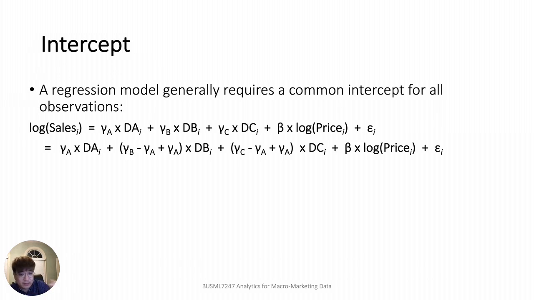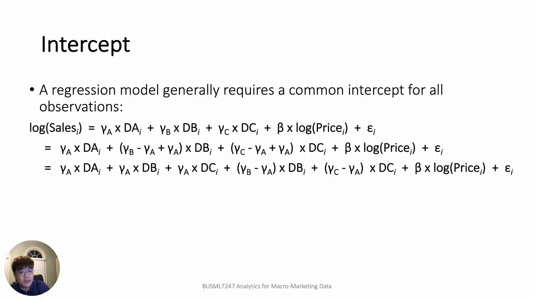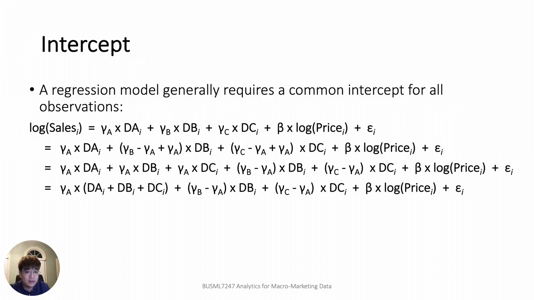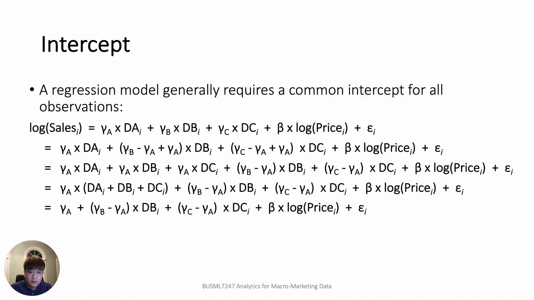For brand B and C, subtract gamma A from their coefficients and add gamma A to them again. This doesn't change anything. Rearranging the terms, we have all terms with gamma A, and here's the trick. The sum of all dummy variables is always equal to 1 because only one of them has 1 and the others have 0 at every observation. So, finally we have this regression model with a common intercept.